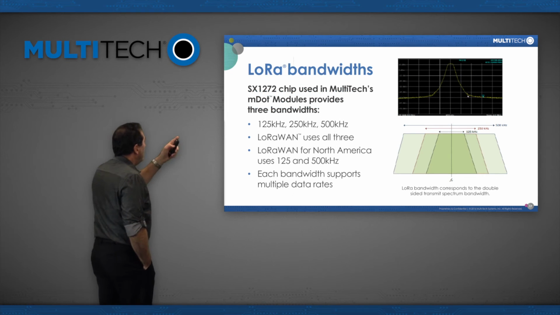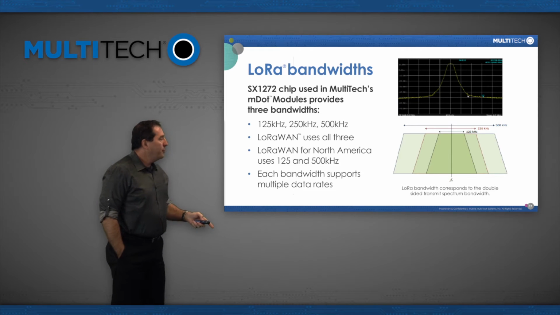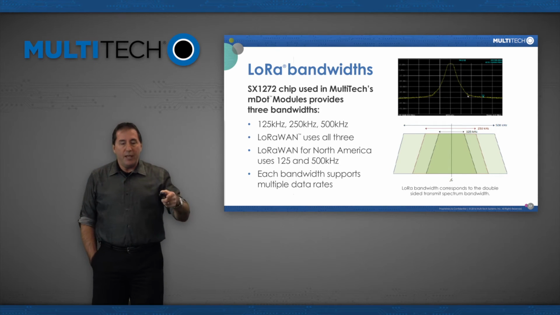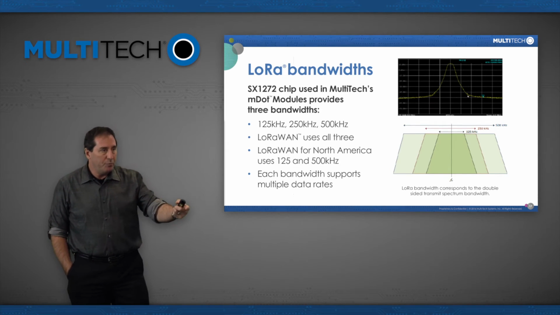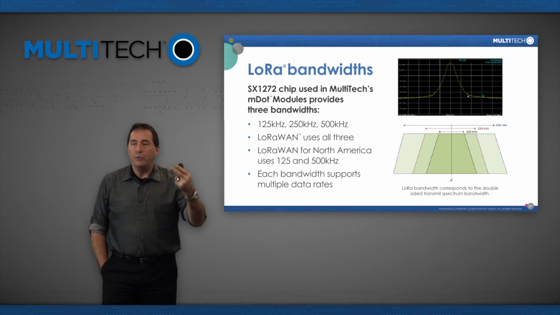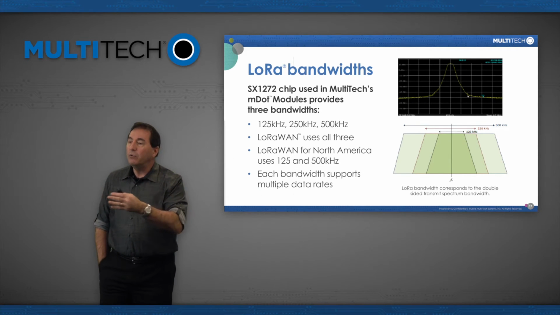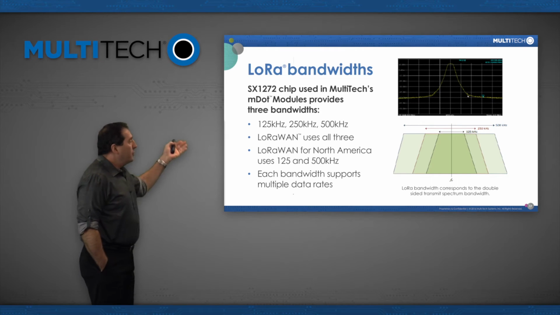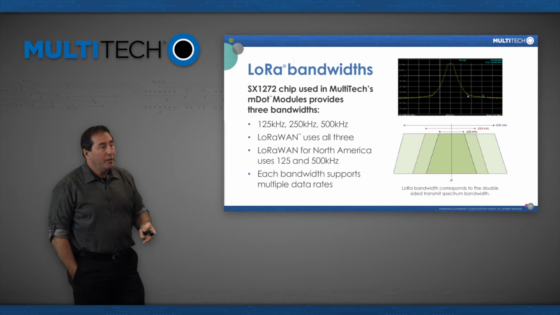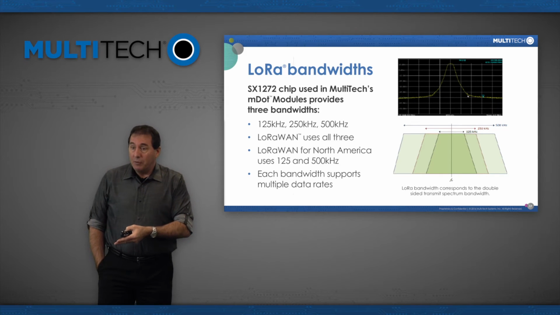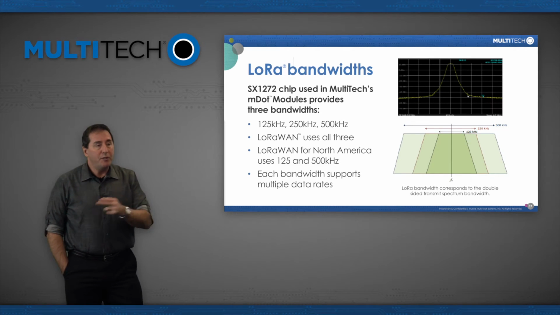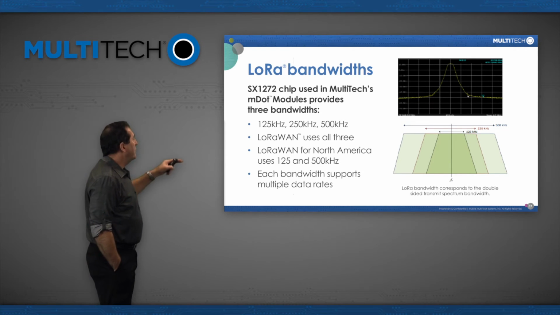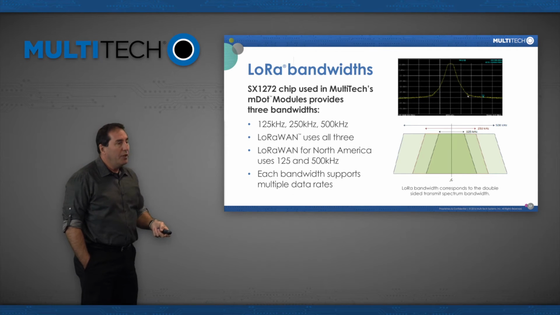So LoRa bandwidths are very important because they allow you to use your spectrum more efficiently. They give you a variety of data rates and things like that. So in the LoRa bandwidths that we use, we're using the 1272 in our endpoint. We also have products coming out with the 1276. The 1276 is a different one, and I won't talk about that one today. I'll just talk about the 1272.